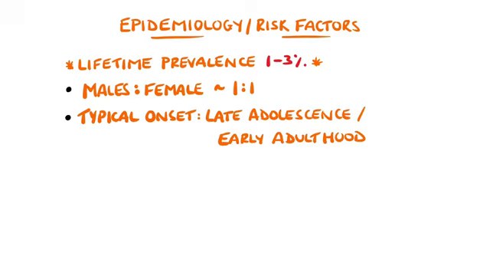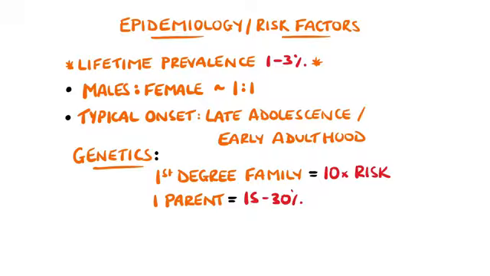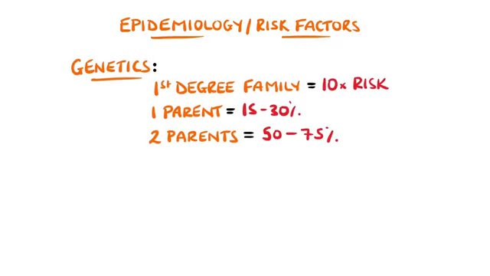The exact cause of bipolar disorder is not known, but it is thought that there are multiple factors. Genetically, there is a link between a family history and an increased risk of bipolar disorder, with studies quoting up to a 10x risk if a first-degree family member is affected. If one parent is affected, the likelihood of developing the disorder is 15 to 30%. However, if both parents are affected, this rises to between 50 and 75%. But this doesn't mean a family history guarantees development of bipolar disorder.